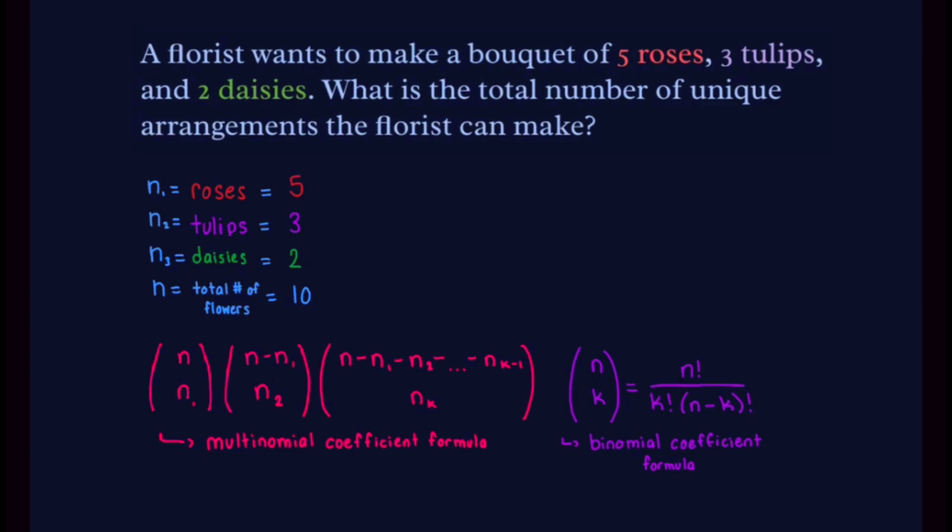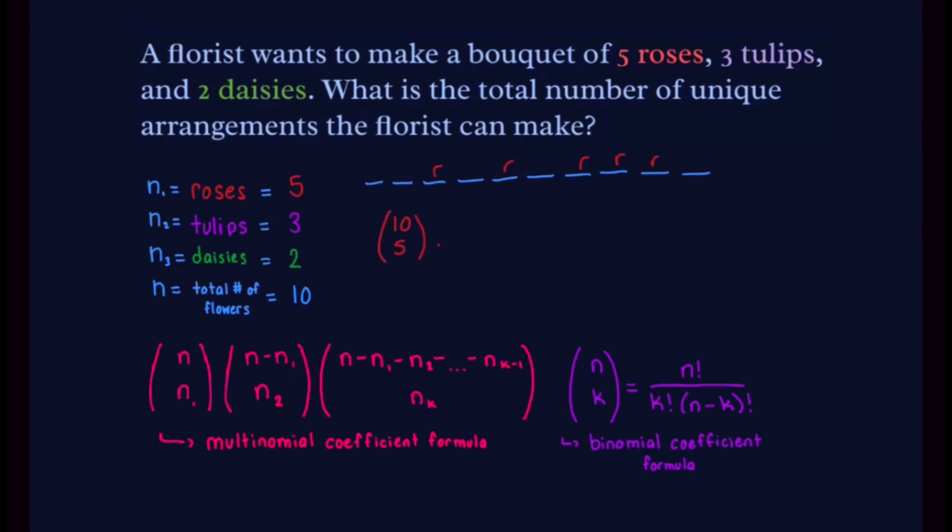Let's allocate 10 spots respectively. 1, 2, 3, 4, 5, 6, 7, 8, 9, 10. Now I have 10 spots, and I would like to allocate 5 roses in any of those spots. So 10 choose 5 is our first component.